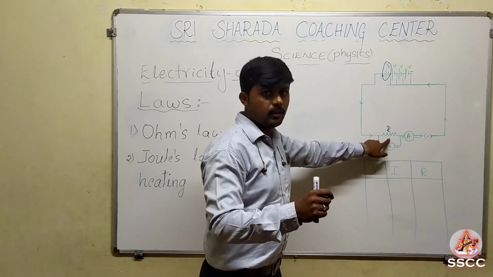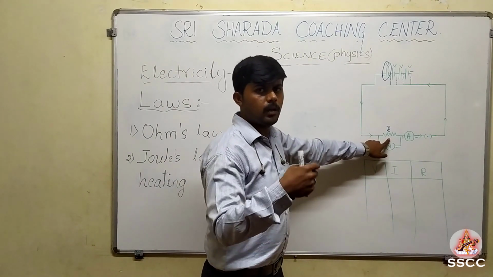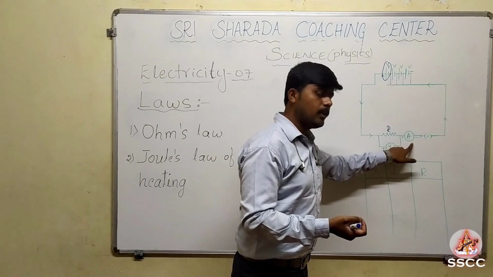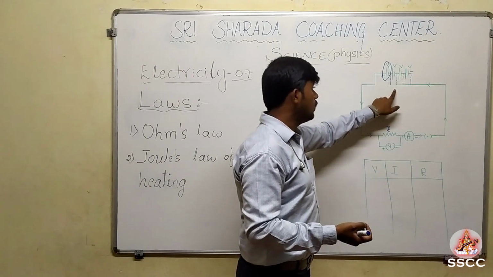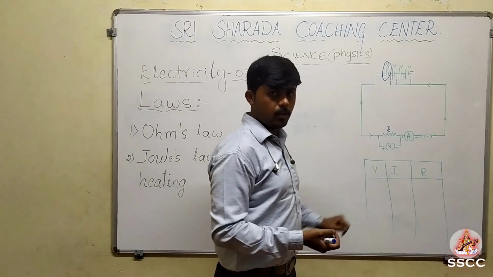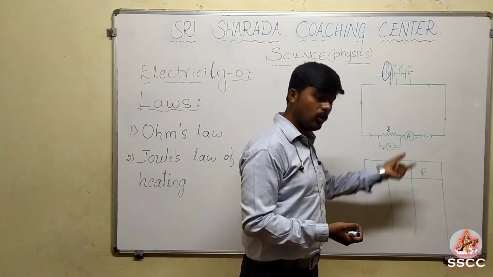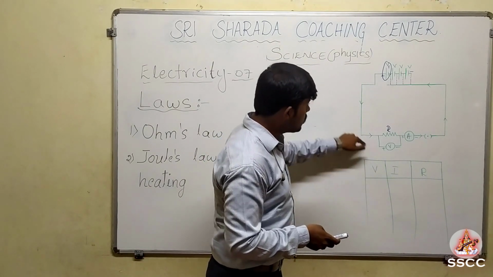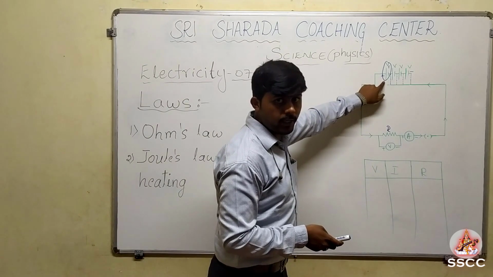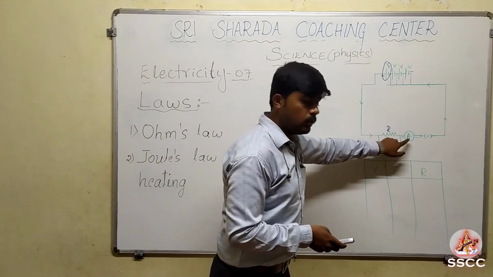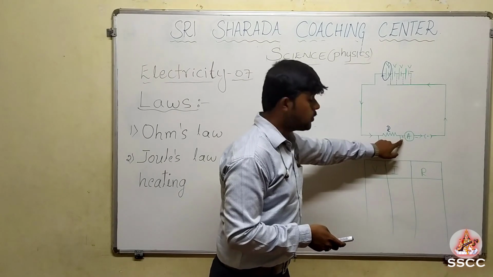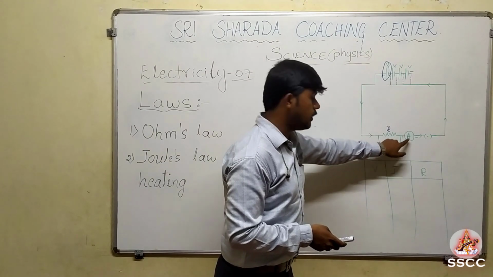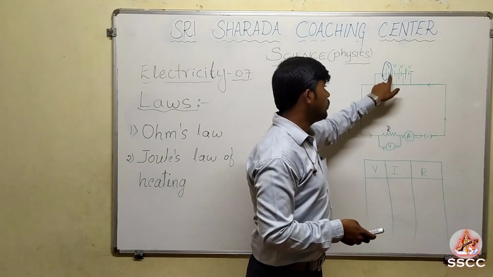Whatever material we are considering, either a bulb or a wire, the current passes through the resistor, then through the voltmeter as well as the ammeter, and again through the wire to the negative terminal. While connecting the ammeter and voltmeter, we have to take care that the positive terminal of the voltmeter is towards the positive terminal of the battery. Even for the ammeter, the positive terminal is towards the positive terminal of the battery, and the negative terminals of the voltmeter and the ammeter are towards the negative terminal of the battery.